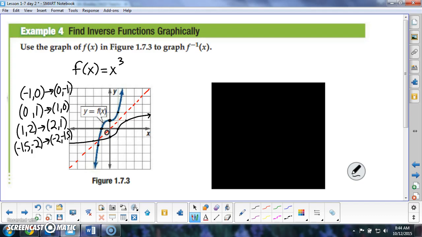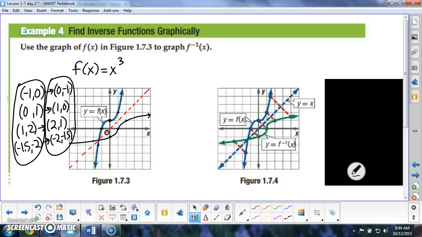Okay, again, I just took some coordinate points like these right here. I switched the x and y to get corresponding points that I graphed and then used those corresponding points to make it. So here's what the graph should look like. You can see the green one is pretty similar to what I drew, and that is the inverse of the blue function f.